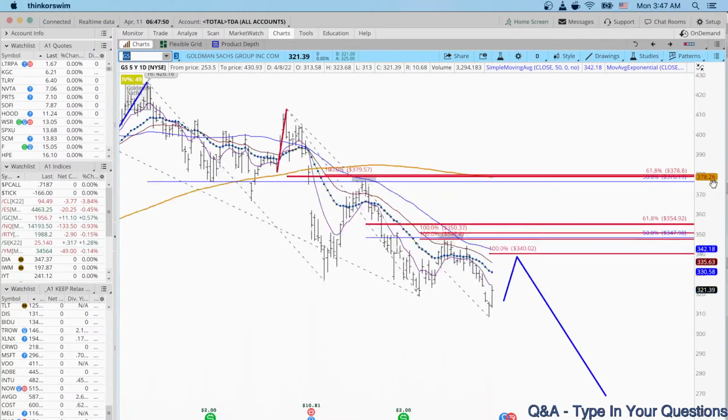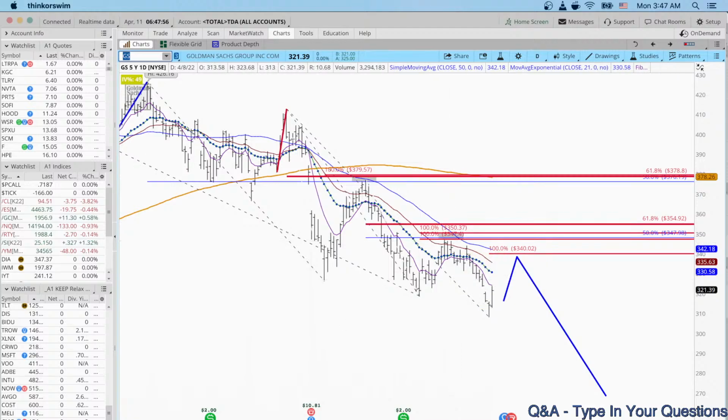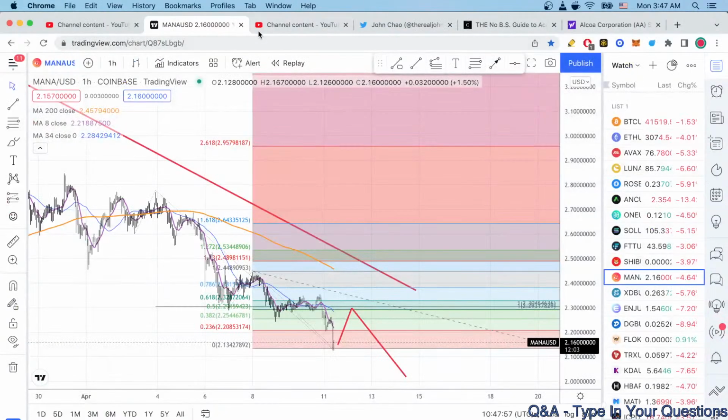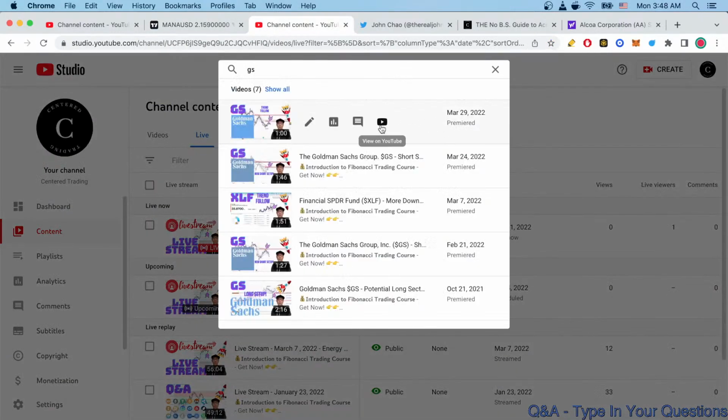So we're looking at a shorting opportunity right here. I forgot on which day I talked about this. Let's just go through it real quick. But this was a short setup, right? So I can look on my channel. I'm going to type in Goldman Sachs over here on the 29th. I went through the short setup.